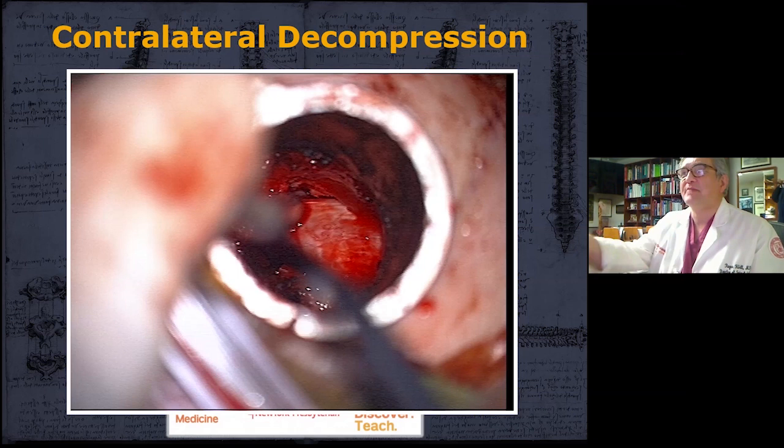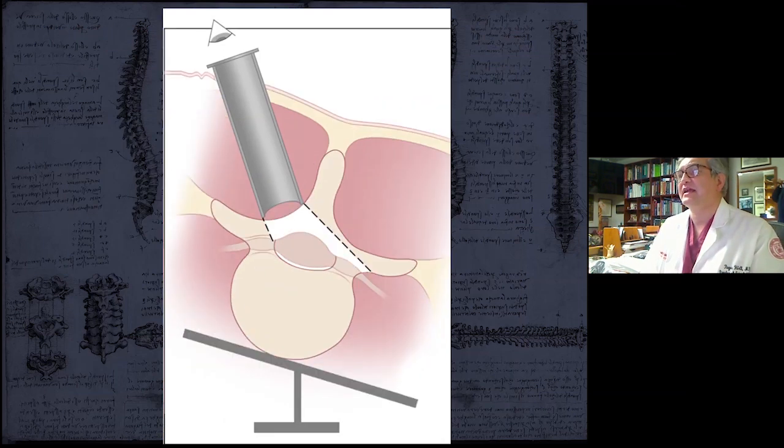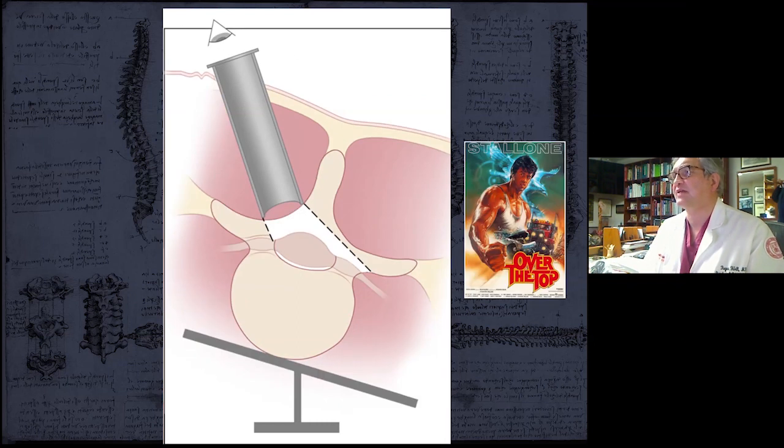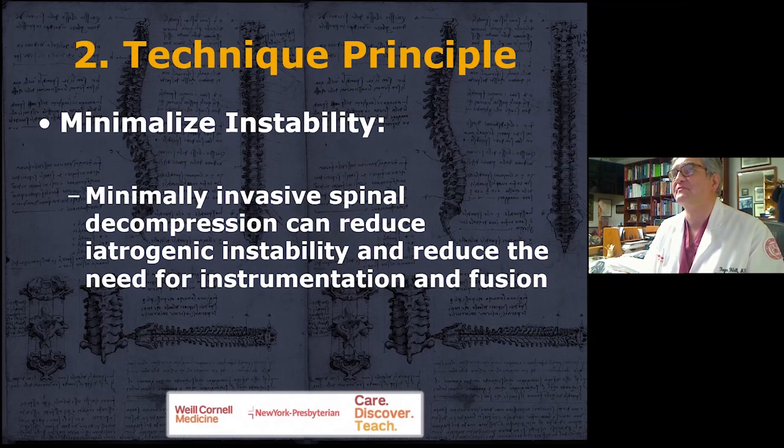And I want to come back to the fact that, if you do these operations, you will realize that you get a wonderful contralateral decompression. And again, this is the key: rotating the table, angling the tubular retractor to get contralateral, over-the-top decompression. Second technique principle is very similar to the first one.